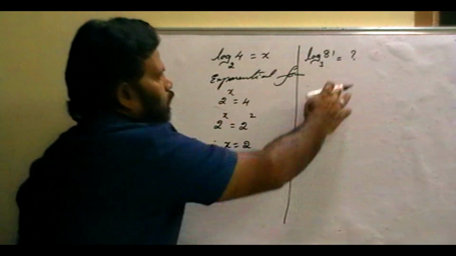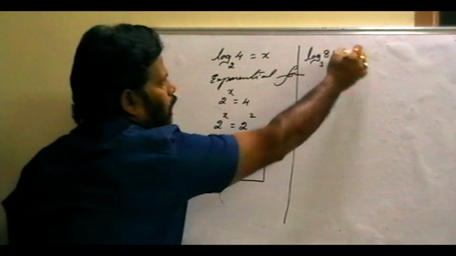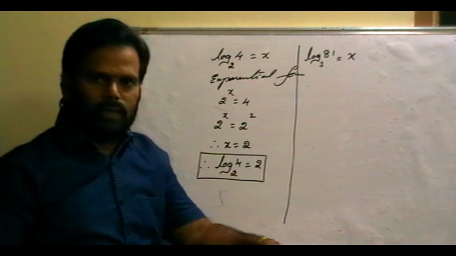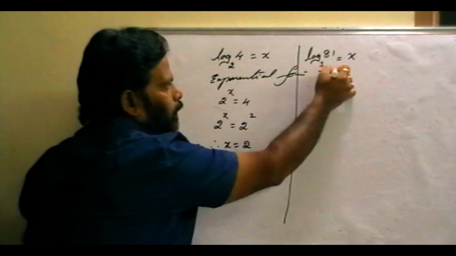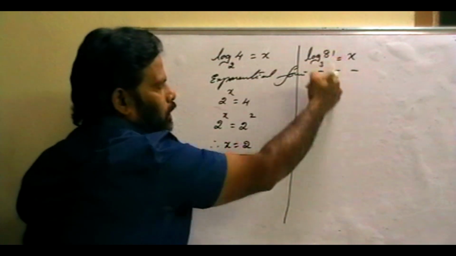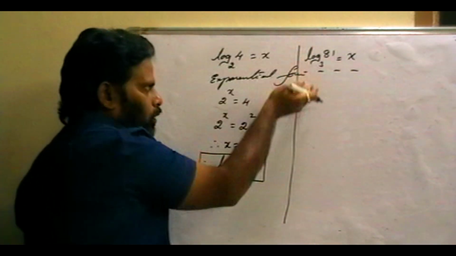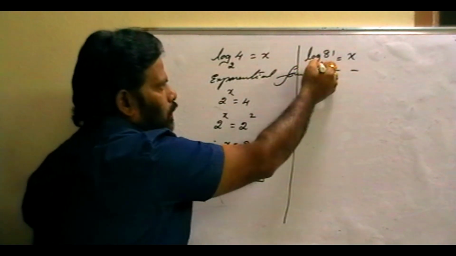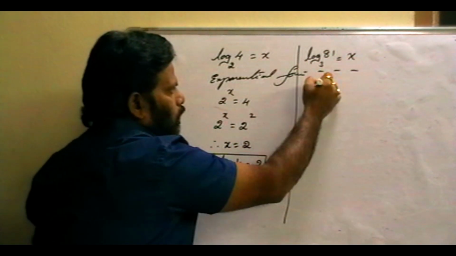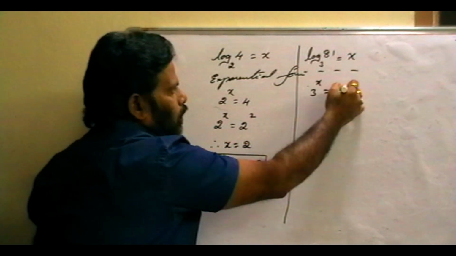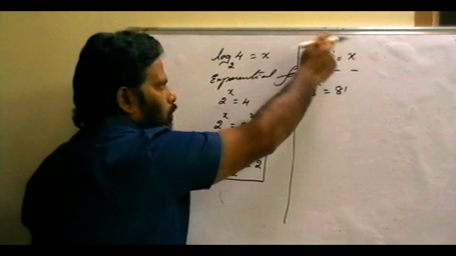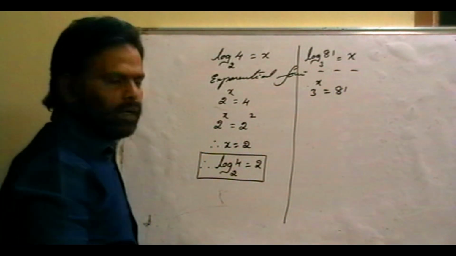Now how to find this? Again let us assume that log 81 to the base 3 is equal to x. Now again change it into exponential form. Exponential form means removing the logarithm: from logarithmic form to exponential form, remove this log. 3 to the power of x is equal to 81. 3 to the power of how much is equal to 81? That is the main concept.